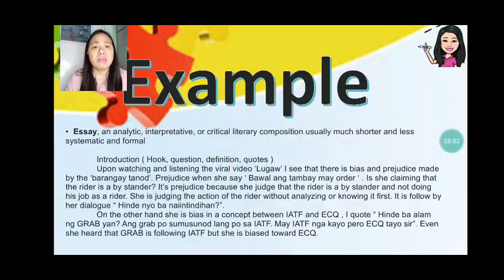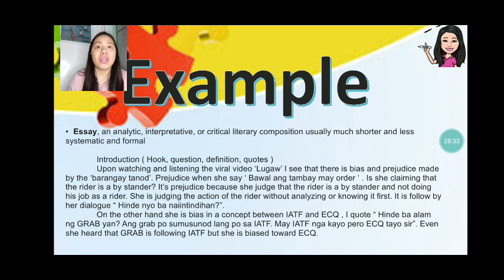So, first, let's define essay. An essay is an analytical, interpretative, or critical literary composition. So, you need to compose a paragraph. It must be analytical, understood? Interpretative, you interpret what you watch. It is critical, you really studied what you will write. Usually, it is much shorter, but it is systematic, orderly, and formal, no slang words. Formal words.